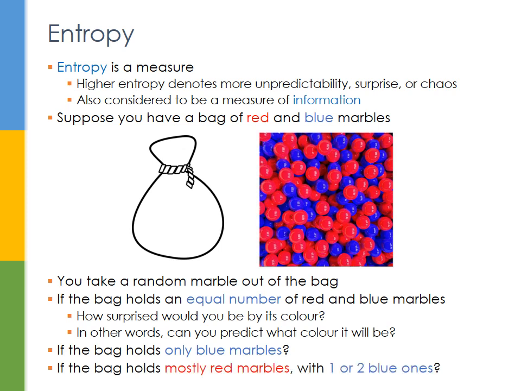Entropy then also exists on a continuum. So if we assume that we have a bag that holds mostly red marbles, but there are 1 or 2 blue marbles mixed in within that bag, then we can say with a relatively high level of certainty that the marble that we will pull out will be red, but there is a chance that the marble might be blue. So in this case, we then have a system that has a relatively high level of entropy. It doesn't have as high a level of entropy as the bag that contains an equal number of red and blue marbles, but it also then does not have an entropy that is as low as the bag that only contains blue marbles.